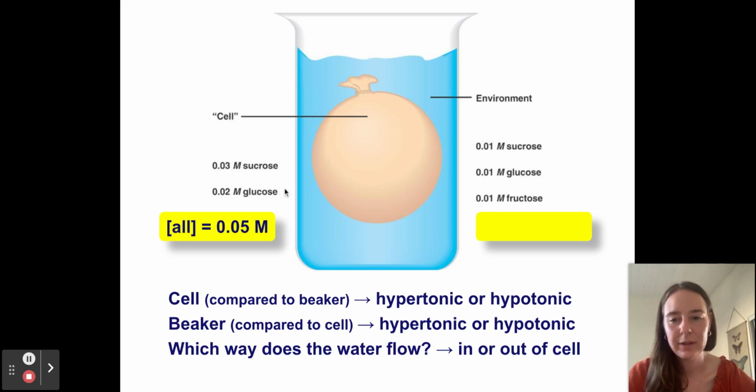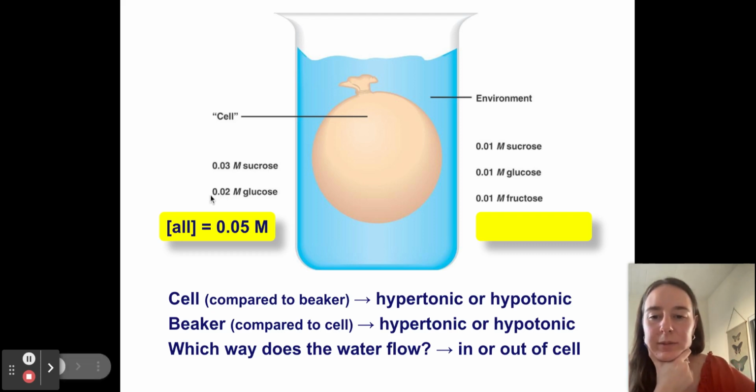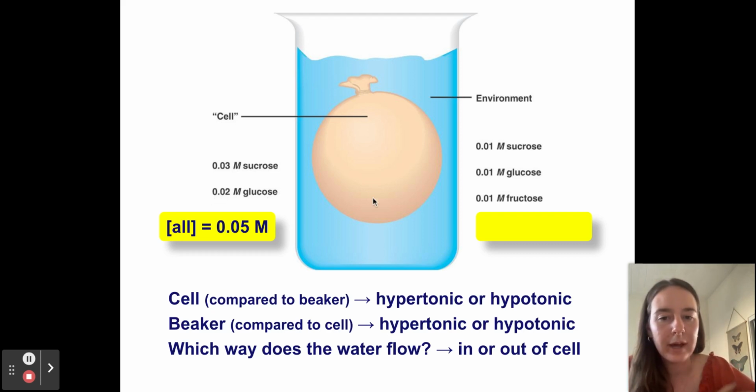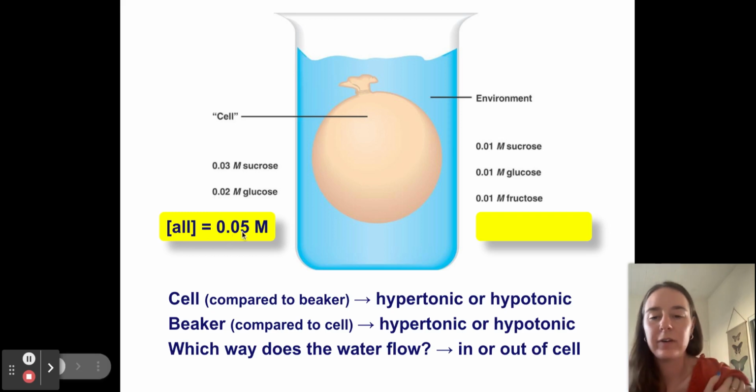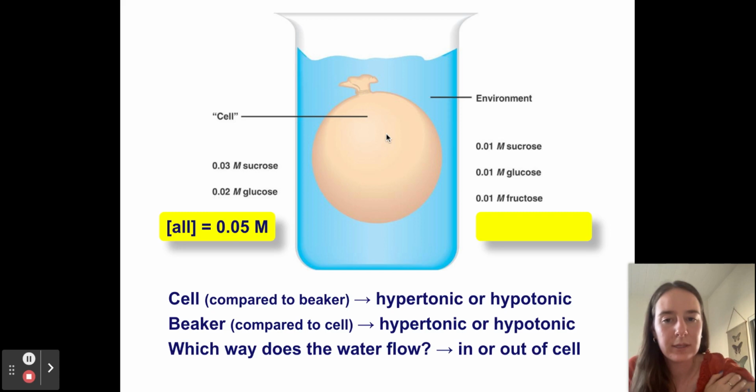On this side, we're going to add 0.03 molar of sucrose. That's a carbohydrate. It's a molecule, it's a particle, right? It's a charged hydrophilic molecule, a polar molecule. And 0.02 molar of glucose. So we've added some solutes inside our cell. In total, we have 0.05 molar of solution inside the cell.